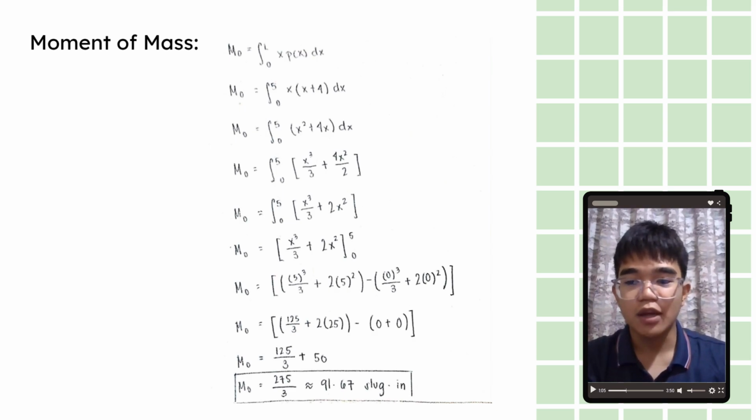That would give us 125 over 3 plus 2 times 25 minus 0. We calculate the moment of the mass, we have 125 over 3 plus 50. That would give us 275 over 3, or approximately 91.67 slugs times inches.